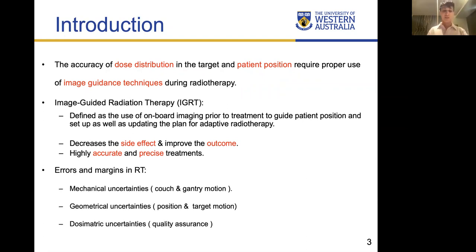Error and margin in radiation therapy: mechanical uncertainties such as couch motion and gantry motion, geometrical uncertainties, patient positioning and target motion, and geometric uncertainty related to quality assurance. However, IGRT deals with geometrical uncertainties.